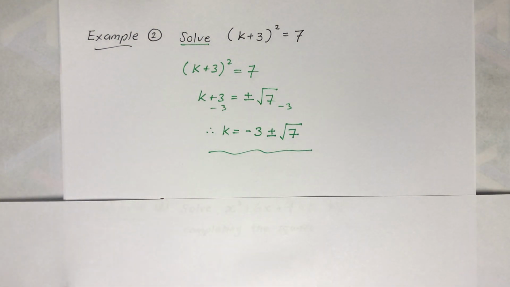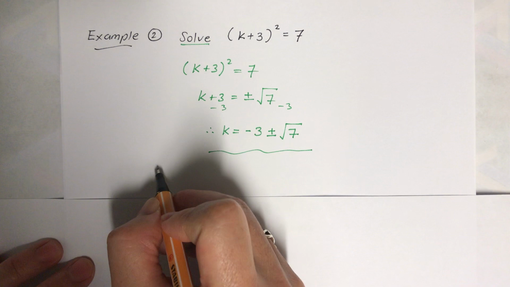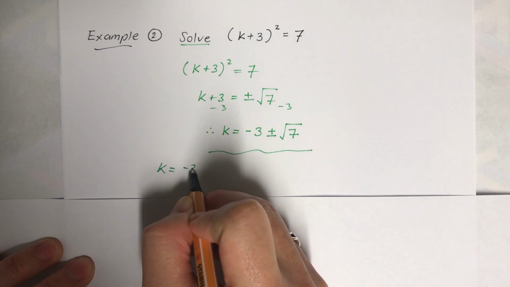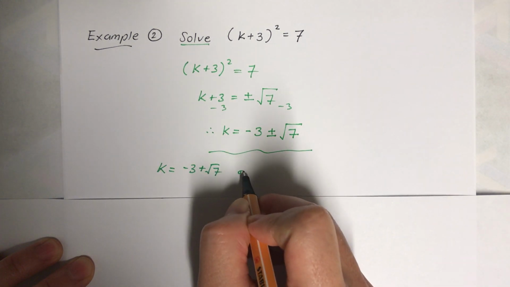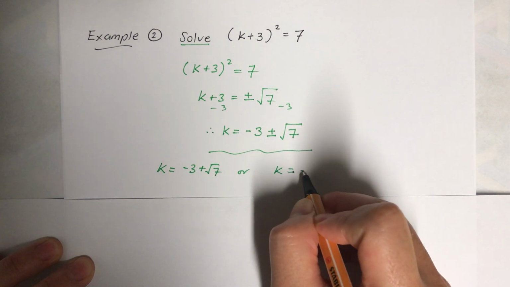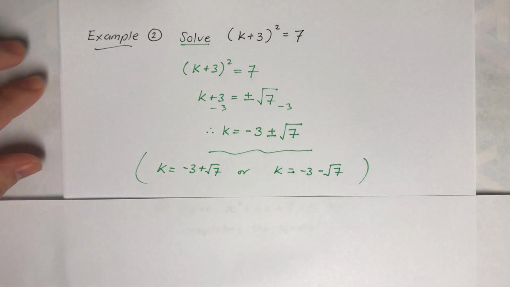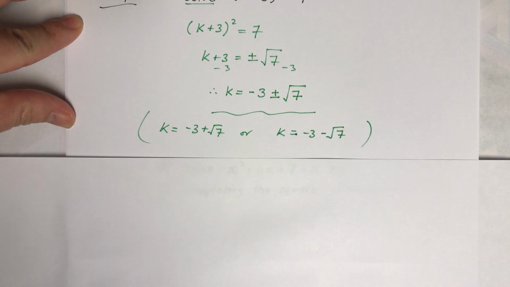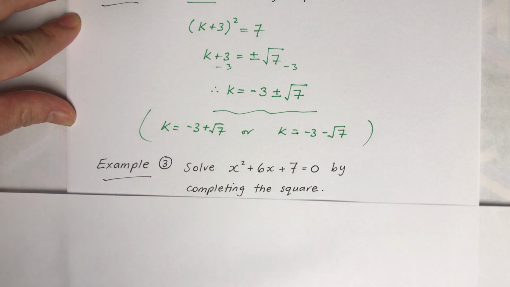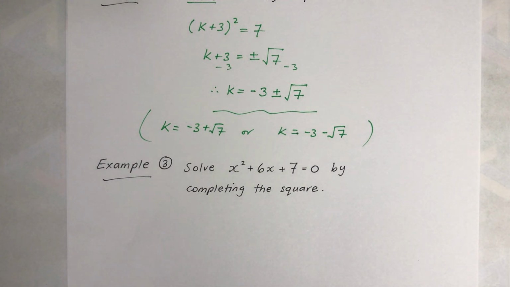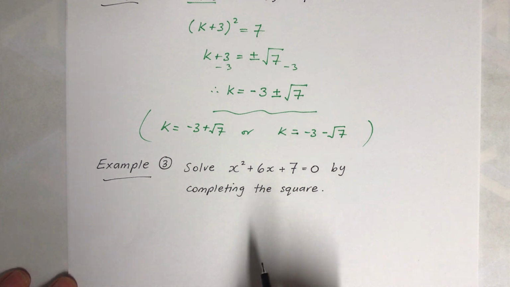So you will get two solutions for this. Okay, so remember, k equals minus 3 plus root 7, or k equals minus 3 minus root 7. Okay, so that's it. Quadratic is the power of 2, so you expect a maximum of 2 solutions. Okay, next question. Solve x squared plus 6x plus 7 equals 0 by completing the square.